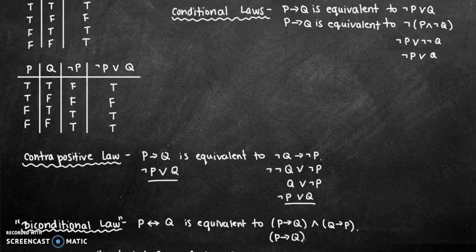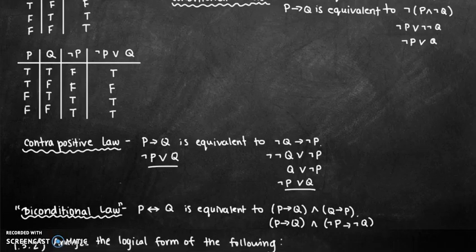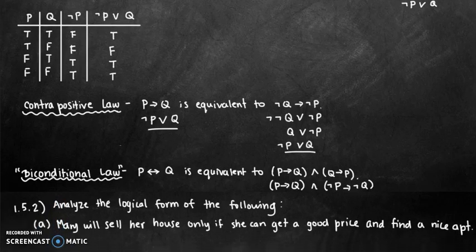if P then Q and if not P then not Q. We can show that these two are the same thing when we just work them out. See that later. Okay, so now we're going to work on problems.